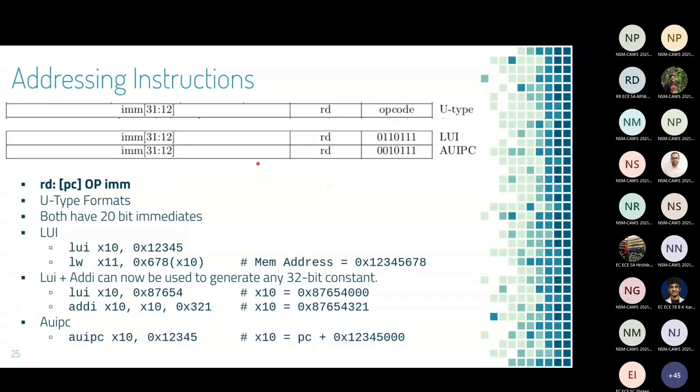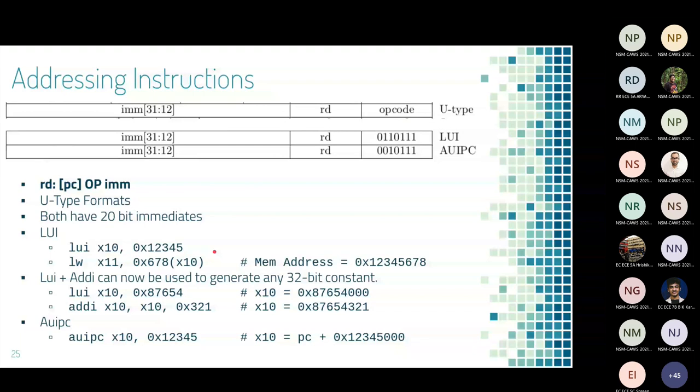So this is an example. You have LUI into X10. X10 is your RD register. You have 0x12345, which is your 20-bit immediate field. This will simply write the upper 20 bits of RD with 0x12345, and the lower bits will be all zeros.